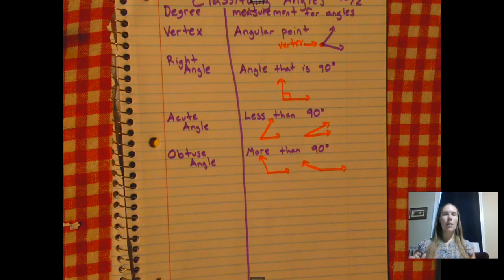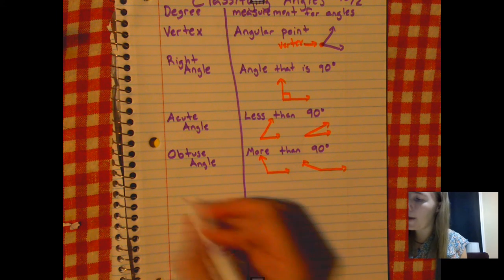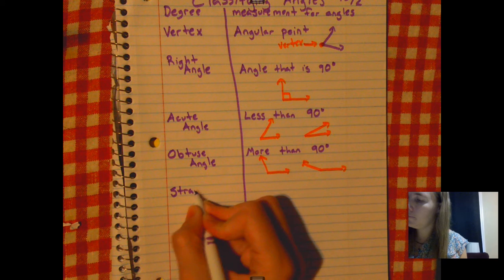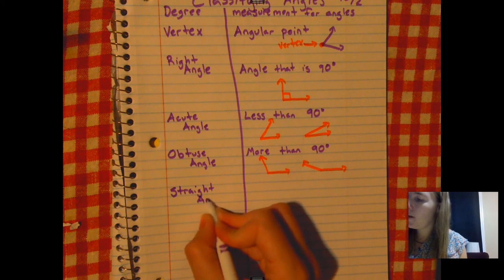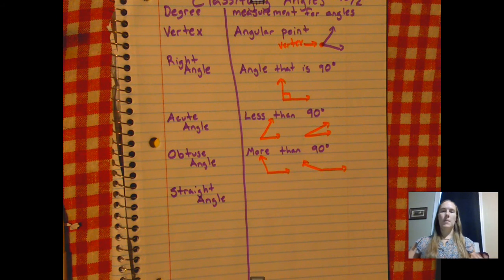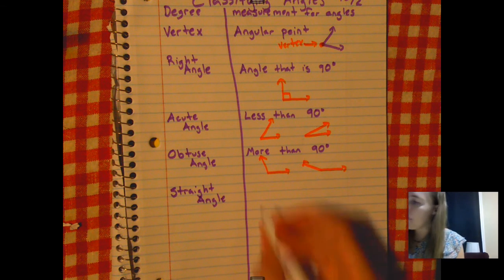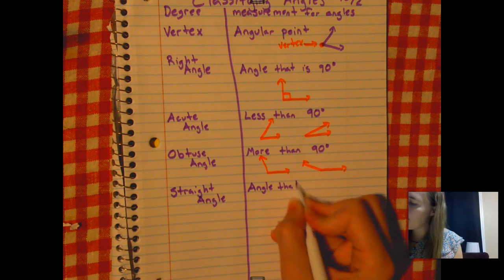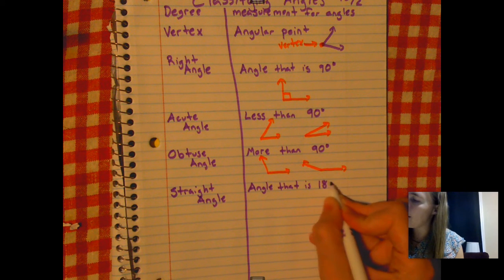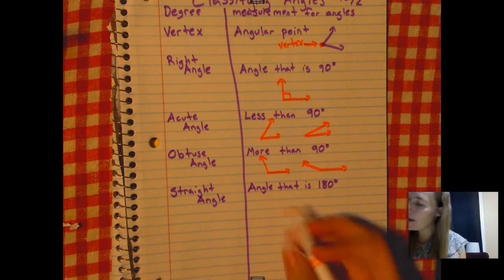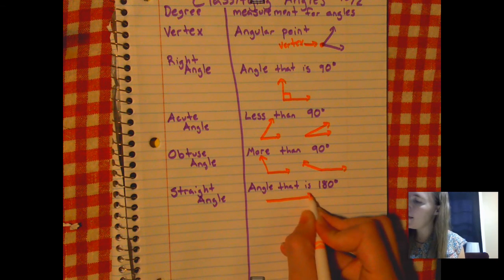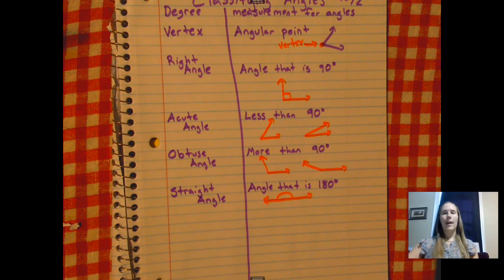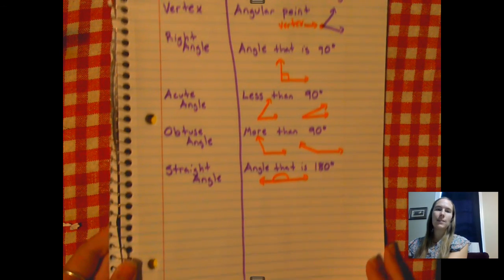The last angle I want to talk about is our straight angle. And it's exactly what you think it would be. It is straight. So that means it is an angle that is 180 degrees. So it is 180 degrees because it is a straight line. So that angle right there is 180 degrees, so we call it a straight angle. So those are the names if you want to classify them.